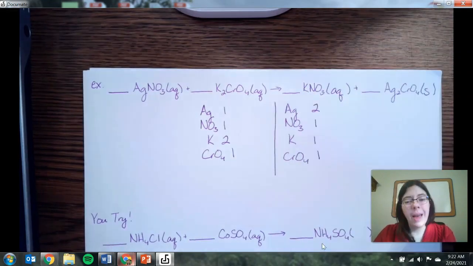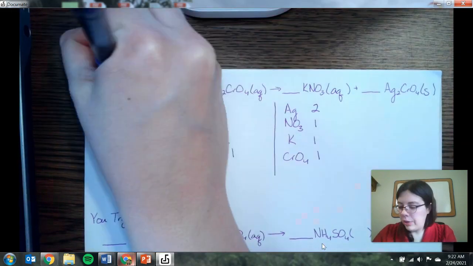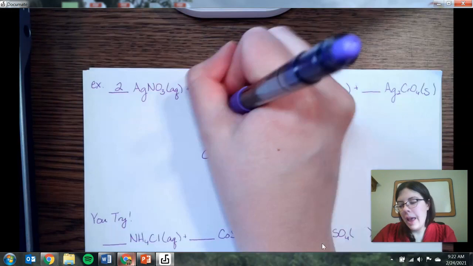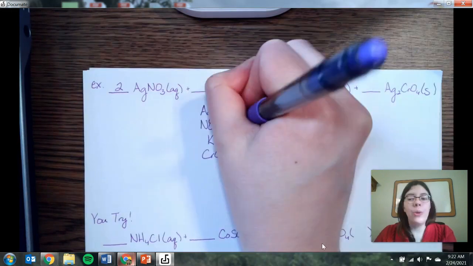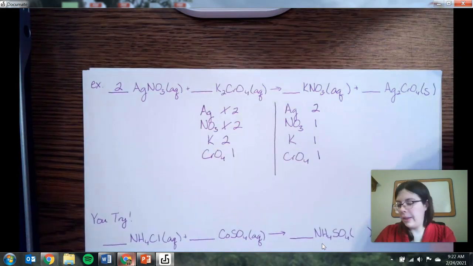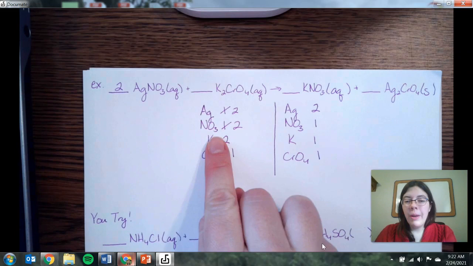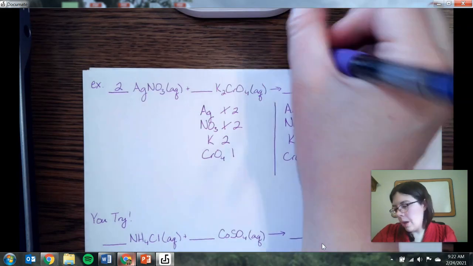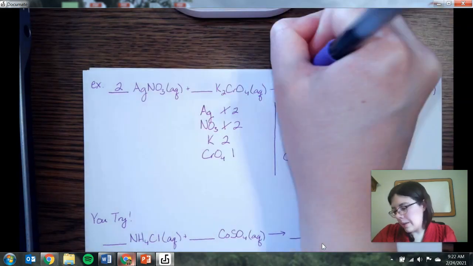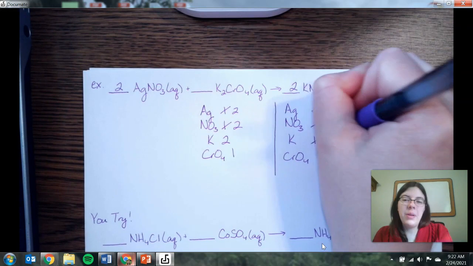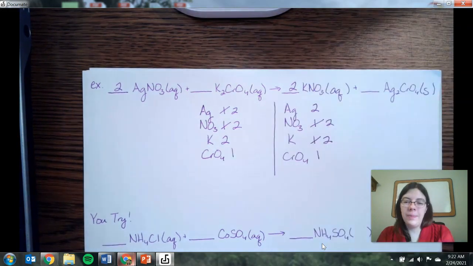I want to start by balancing my silver. So I'm going to put a 2 in front of my silver nitrate on my reactant side, and that fixes both my silver and my nitrate. So I'm going to update those. Now I need to balance out my nitrate. If I have 2 on my reactant side, I need 2 on my product side. So I'm going to put a 2 in front of my potassium nitrate, which balances both the nitrate and the potassium. That gives me my balanced chemical equation.